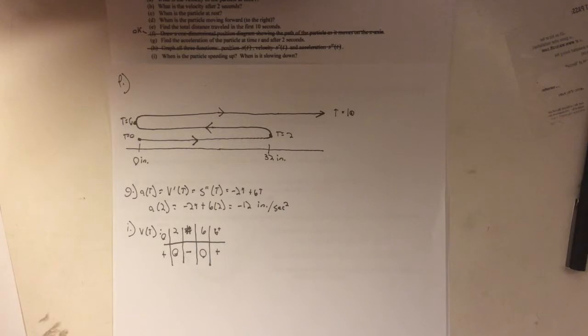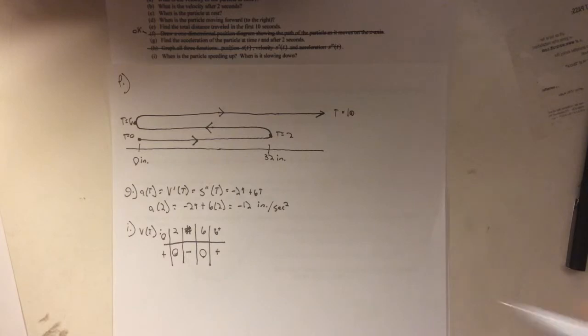Alrighty, so letter I is asking us when is the particle speeding up and when is it slowing down. Now, the particle is speeding up when its acceleration and velocity have the same sign, and is slowing down when the velocity and acceleration have opposite signs.